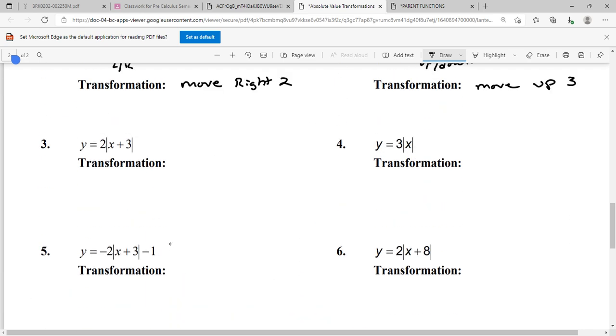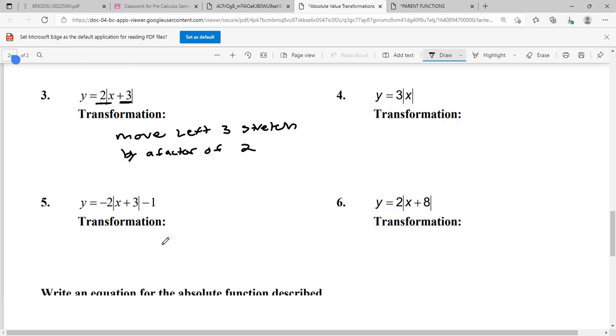All right, this one's got a couple of translations. This one would be move, right here that tells us left 3. And then we would stretch by a factor of 2. Right. All right, so that's pretty easy.